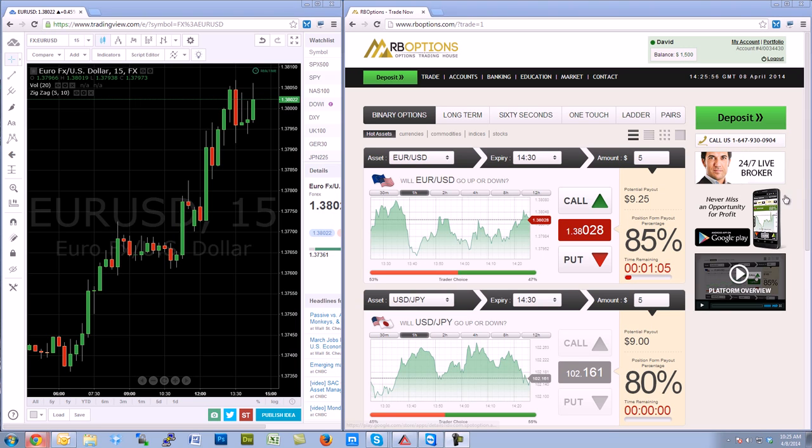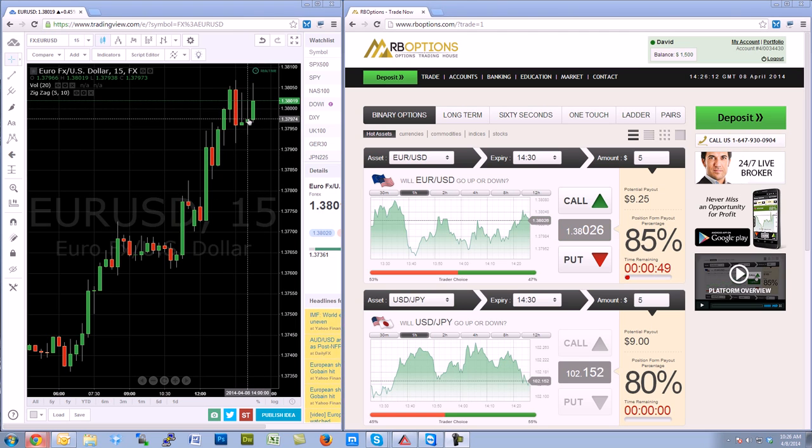BinaryOptionsDaily.com. So today we're going to be using the trading platform RBOptions, and we're going to be using the charting software, which is free from TradingView.com. So just looking at the market, this is a cool little strategy that you can use at any time in pretty much any market condition.